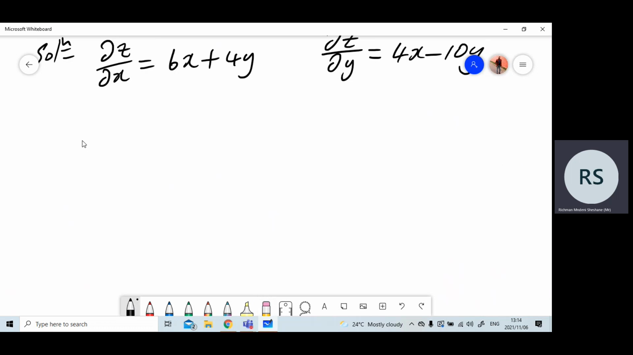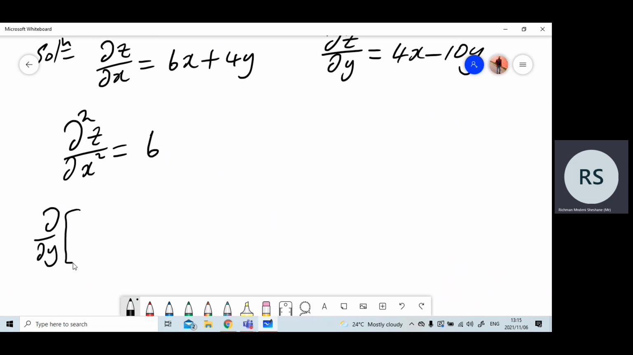All right. So the second partial derivative of z with respect to x. This means we're deriving this function with respect to x, the first derivative, so it's going to be 6. And also we can consider a second derivative with respect to y in this derivative with respect to x. So we're deriving this first derivative with respect to x.